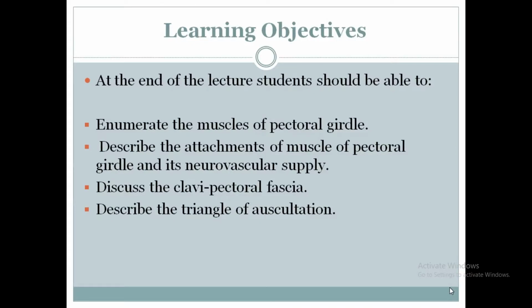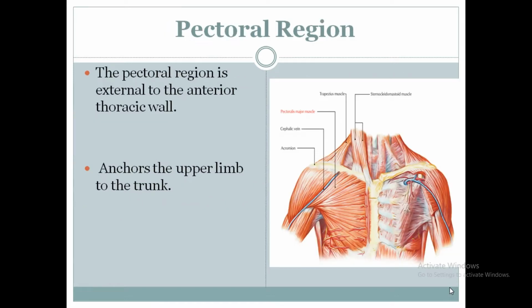Discuss the clavipectoral fascia, describe the triangle of auscultation. Pectoral region is external to the anterior thoracic wall. It anchors the upper limb to the trunk.